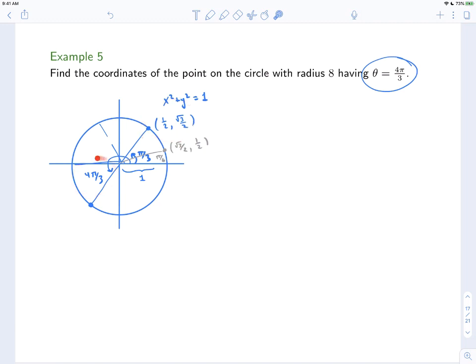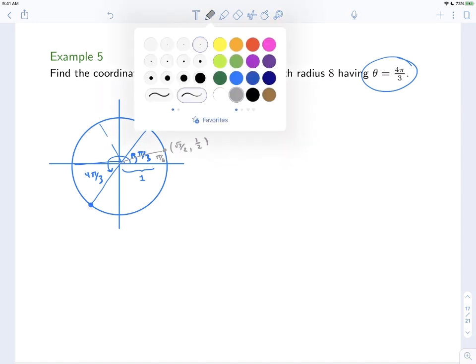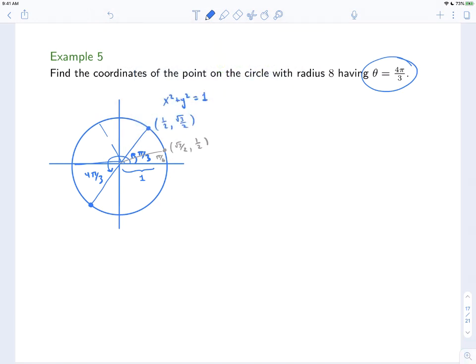Now our actual angle is 4 pi over 3. That's in the third quadrant. So that means we have the same coordinates except minus signs in front of both. So it's going to be minus 1/2 and minus square root of 3 over 2. So those are the coordinates on the unit circle.